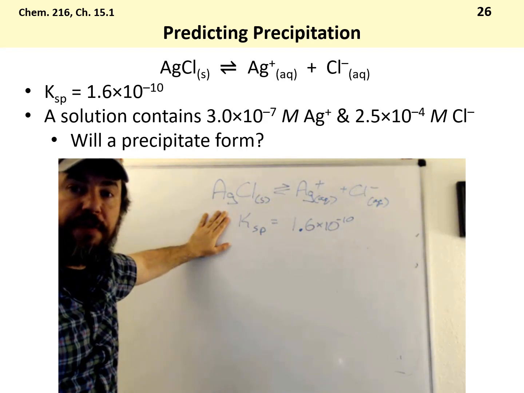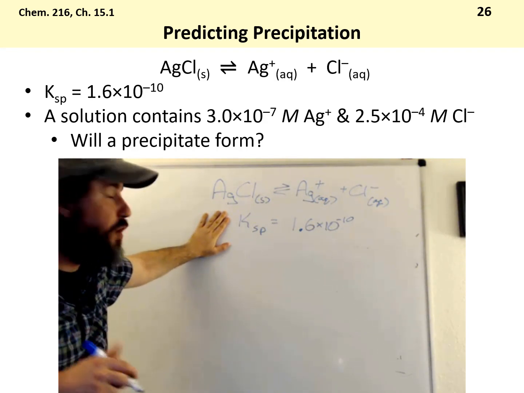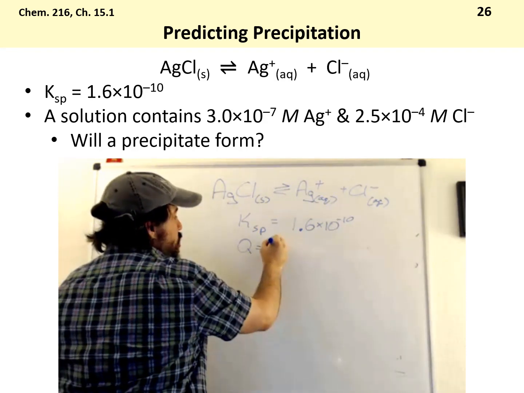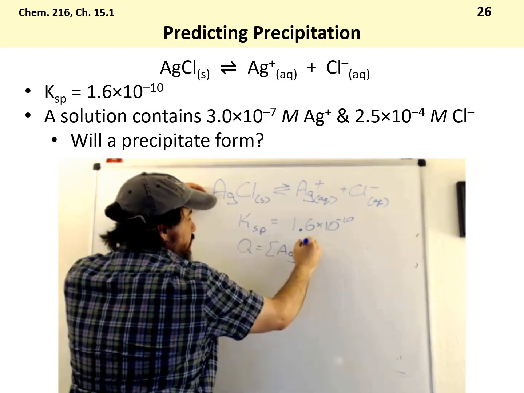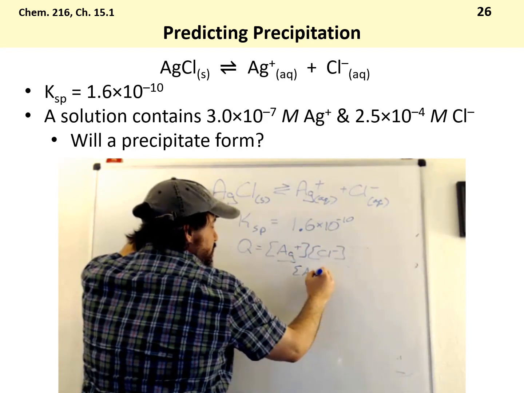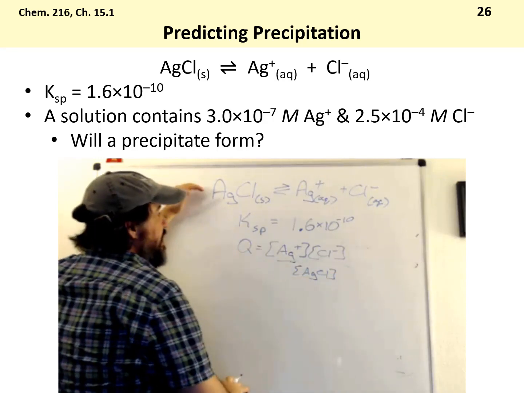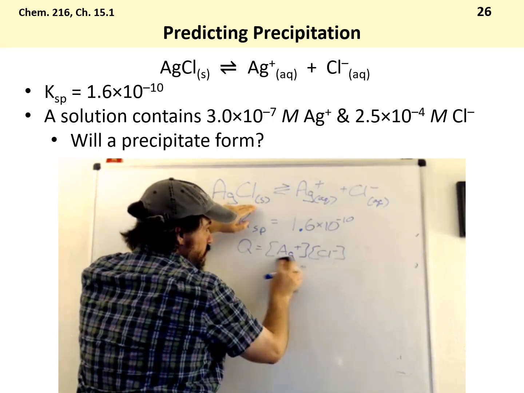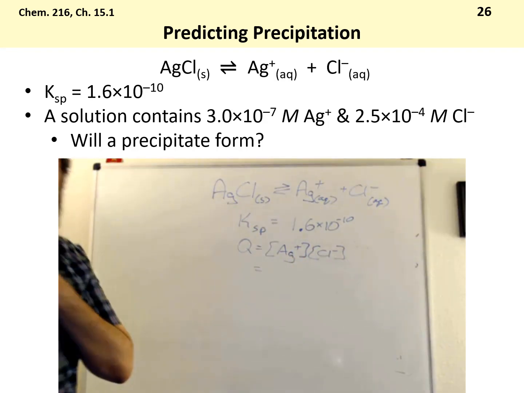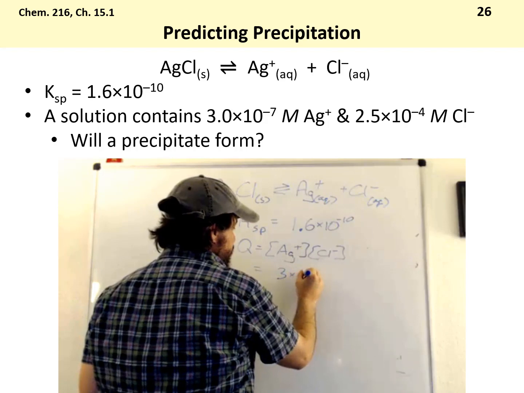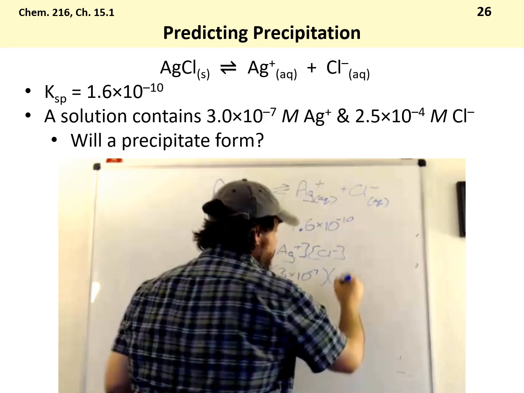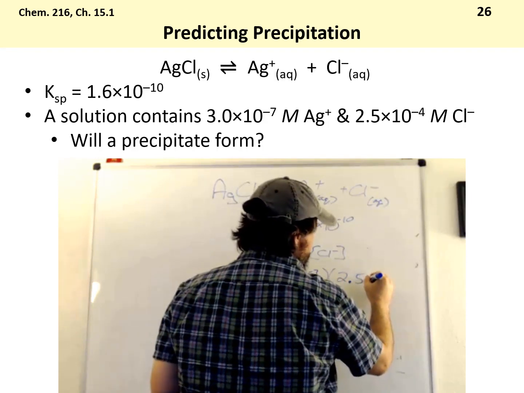What we need to do to figure out if a precipitate forms is figure out Q. Remember that Q is going to be Ag plus times Cl minus. I don't include AgCl. Why? Because it's a solid. All right, so in this case, I'm told that my Ag plus is 3 times 10 to the minus 7. My Cl minus is 2.5 times 10 to the minus 4.